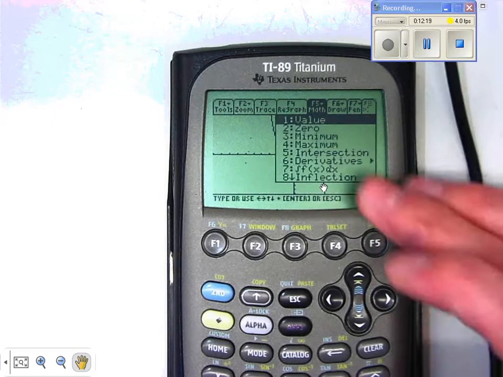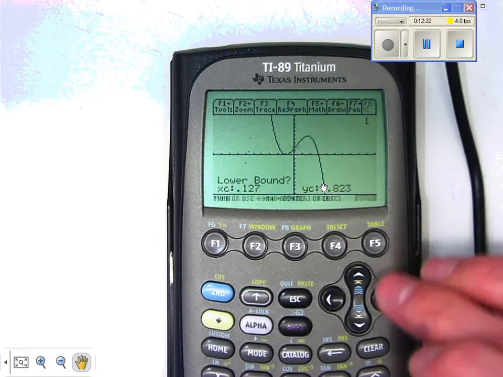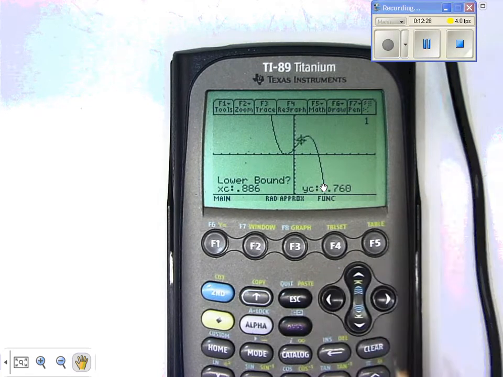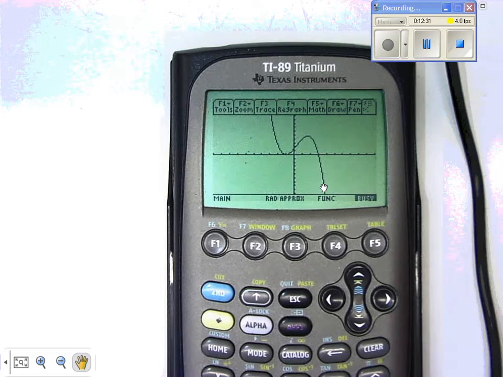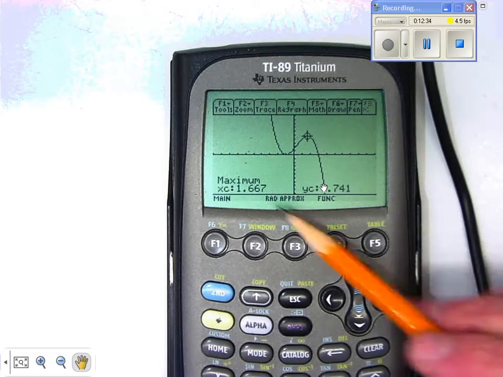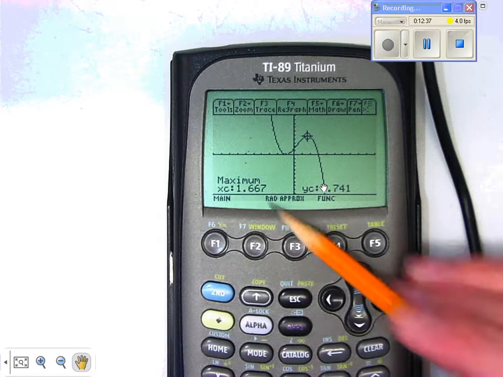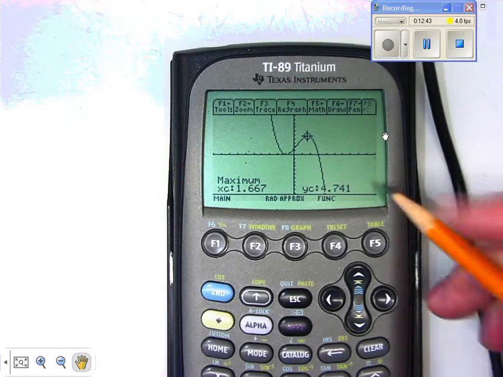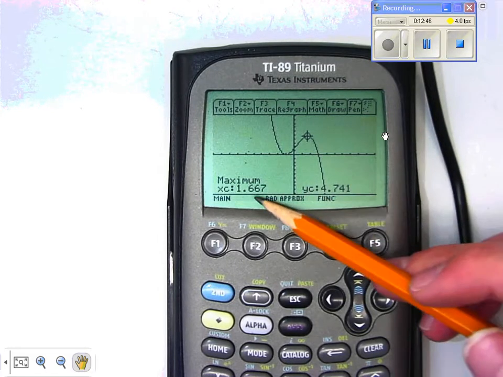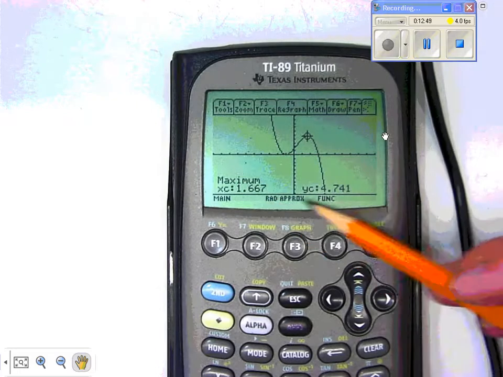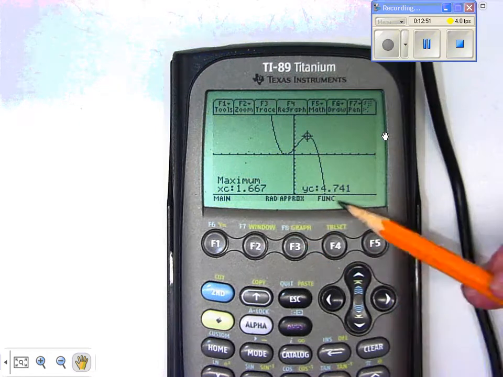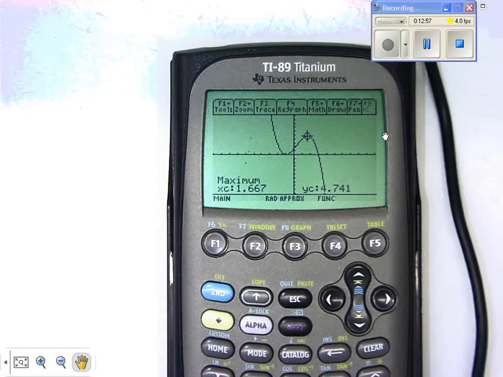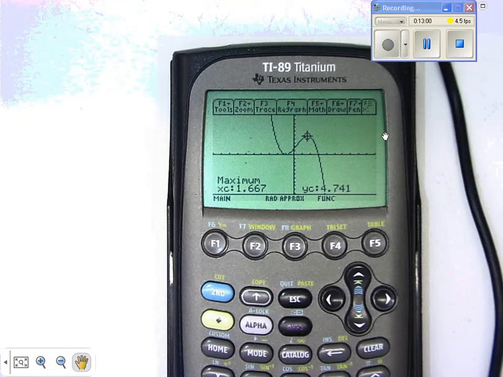I do the same thing, F5. I go to maximum, and I say, okay, the maximum is about right there. So I got to go to the left of it. I got to restrict it by going to the left and hitting enter. I got to go to the right of it and hit enter. And you notice that it gives me that maximum, 1.6 repeated and 4.741 approximately. Okay, and that's my maximum, and I would say maximum, and I would write those two coordinates, 1.6 repeated, comma 4.74. Okay, so that's how you find with your graphing calculator a maximum or a minimum.